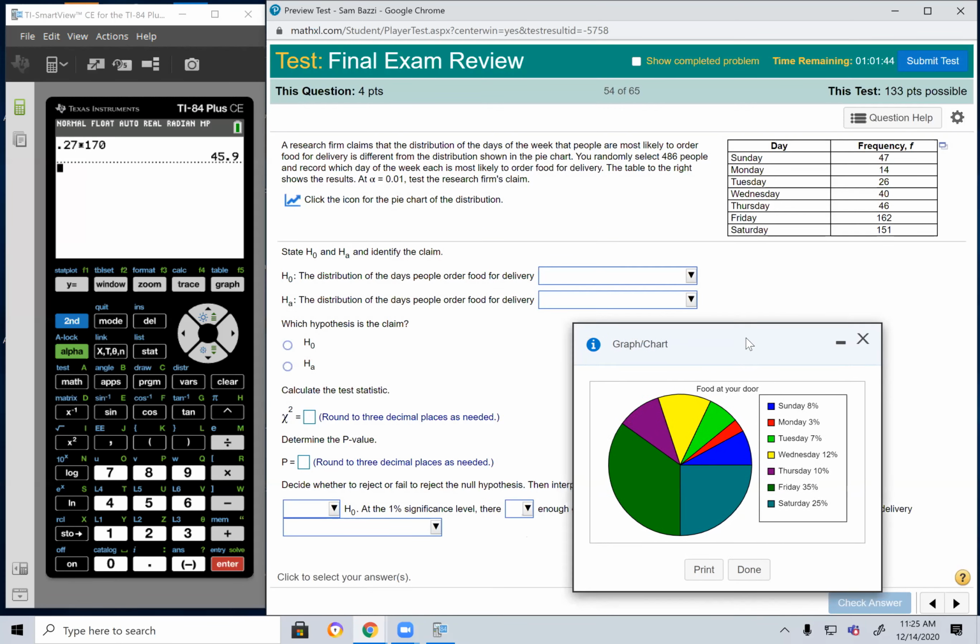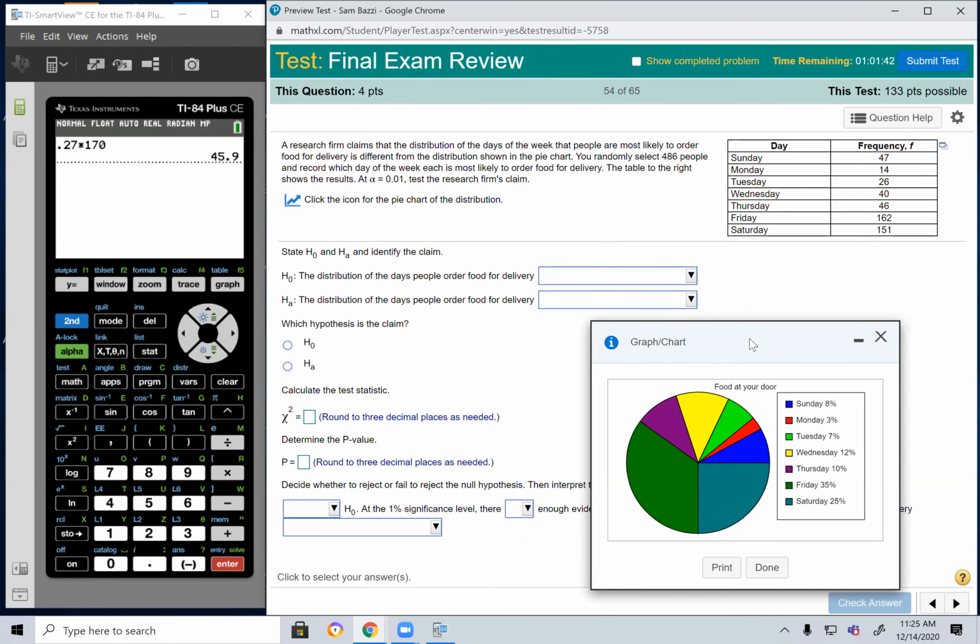Okay, let's do this. A research firm claims that the distribution of the days of the week that people are most likely to order food for delivery is different from the distribution shown in the pie chart. You randomly select 486 people and record which day of the week each is most likely to order food for delivery. The table to the right shows the results. These are the observed values.